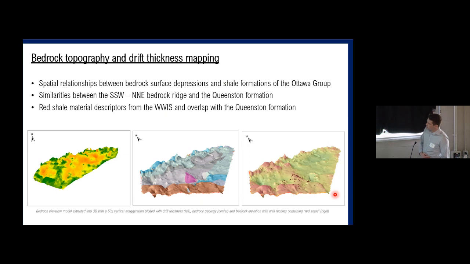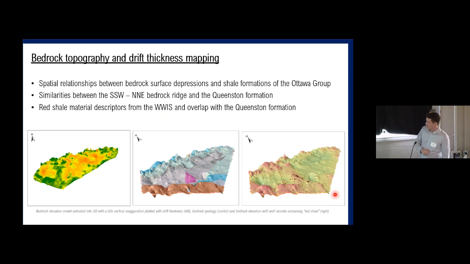And some of those gray colors you can see in the center image there, those are some of our shale formations, the Carlsbad, the Billings, and those in blue are more the carbonate-based ones. Something that's interesting as well that came out of this, that little bit of pink you see in the center image, that's actually the Queenston Formation.